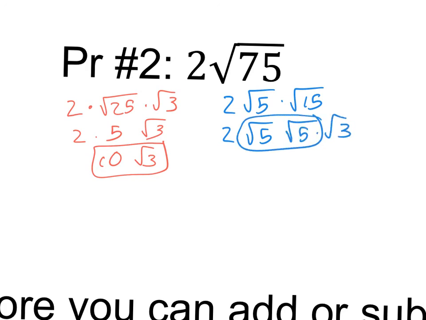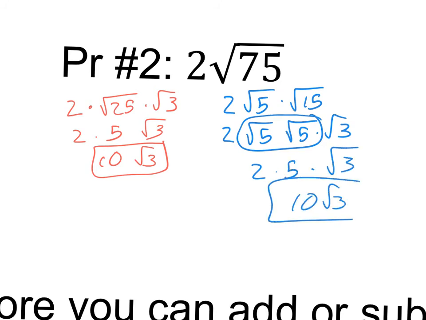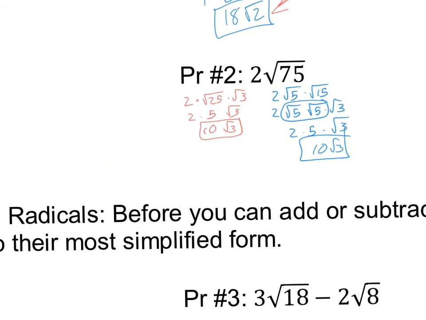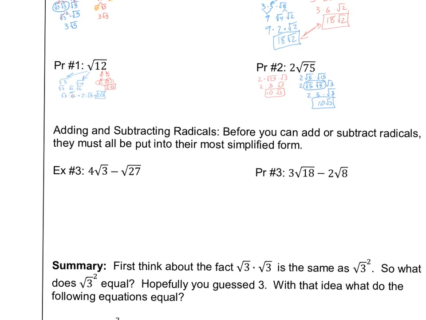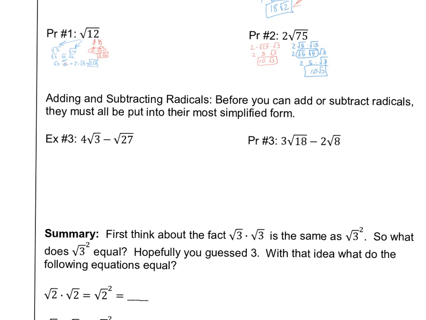And look at there. You have that pair again, and square root 5 times square root 5 is simply 5. So you could think of this as 2 times 5 times square root 3, or 10 square root 3. Boom. And we are done. All right, so that's how you're going to do those types of problems. All right, let's move on to adding and subtracting.